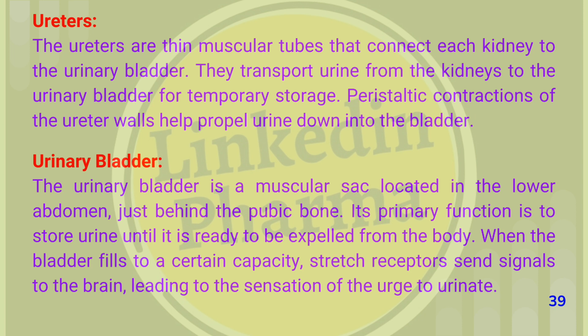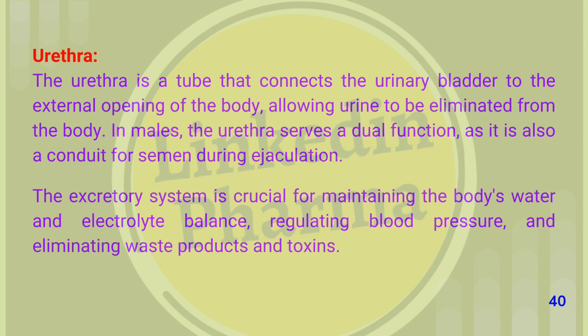Urinary bladder. The urinary bladder is a muscular sac located in the lower abdomen, just behind the pubic bone. Its primary function is to store urine until it is ready to be expelled from the body. When the bladder fills to a certain capacity, stretch receptors send signals to the brain, leading to the sensation of the urge to urinate. Urethra. The urethra is a tube that connects the urinary bladder to the external opening of the body, allowing urine to be eliminated from the body. In males, the urethra serves a dual function, as it is also a conduit for semen during ejaculation.